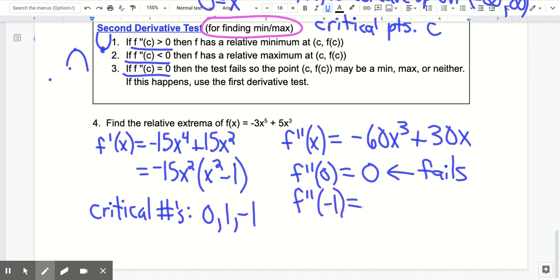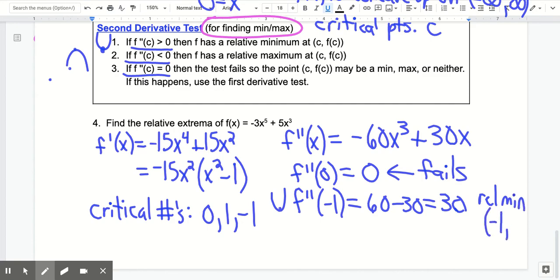So if we plug in negative 1, we get a positive number for our first term. Oh, I should probably write down what it actually is. Plug in negative 1, I get 60 minus 30, which is 30. That is a positive number. So this means that at negative 1, this graph is concave up. So negative 1 is going to be a relative minimum. At negative 1 something. If you want to find the something, you have to go back to the original and plug it in. I think it turns out to be negative 2.